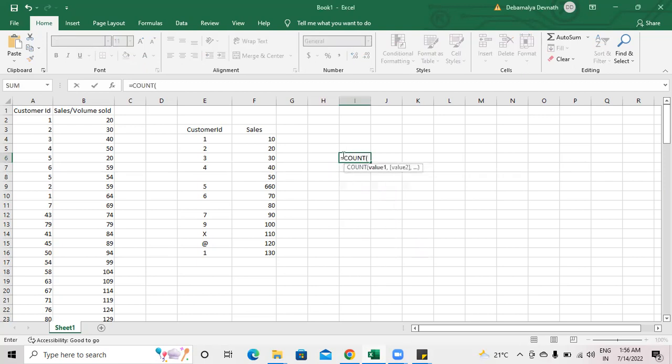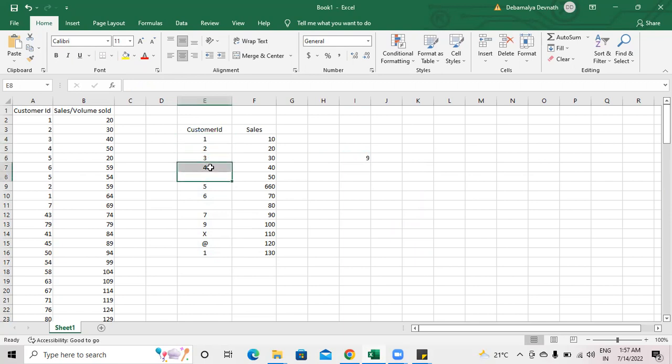COUNT, I'm taking the range. See, it's 9. The value is 9. Why? Because it only counted the numerical values 1, 2, 3, 4, 5, 6, 7, 8, 9. It ignored the blanks and it ignored the characters, which is like alphabetical characters and special characters.